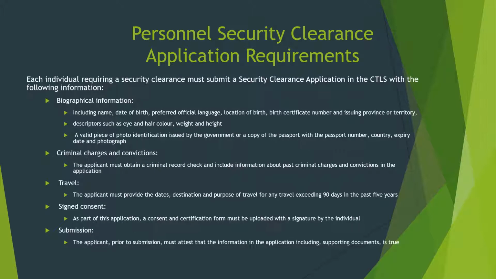There are also personnel security clearance application requirements. Each personnel requiring a security clearance must submit a security clearance application in the CTLS with the following information: biographical information, criminal charges and convictions, and any kind of traveling or time spent out of the country. They must have a signed consent, and they'll submit the application. Now, this is your security clearance, so you'll submit this prior to submitting the licensed producer's application.